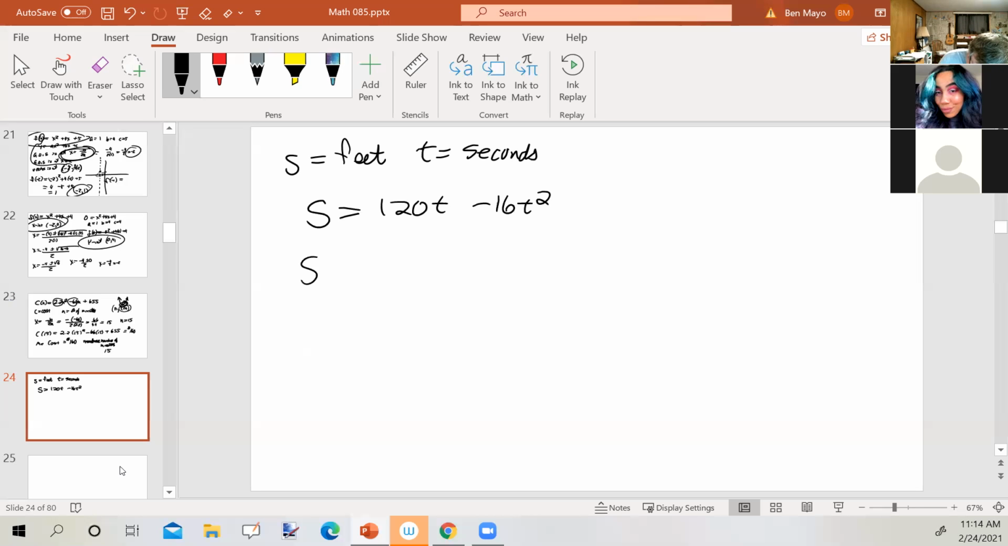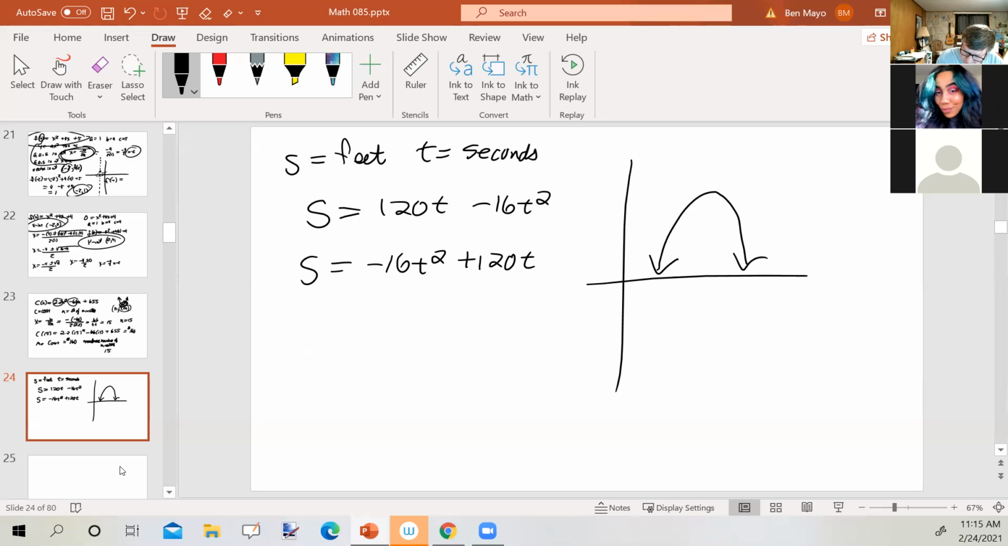Okay, first of all, let's put this thing in its proper form with the t squared first. So what is A? A is negative 16. If A is negative, this graph is going to open downward. Now what are the variables? T is the input, so this is T, and S is the output, so this is S.